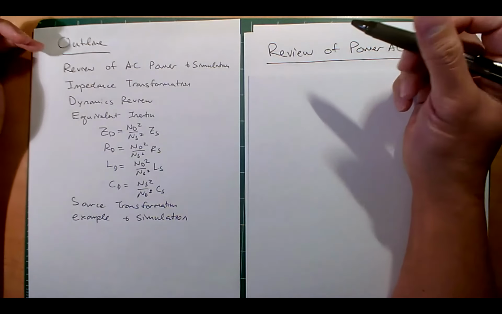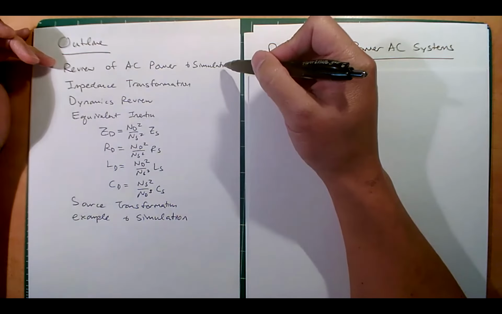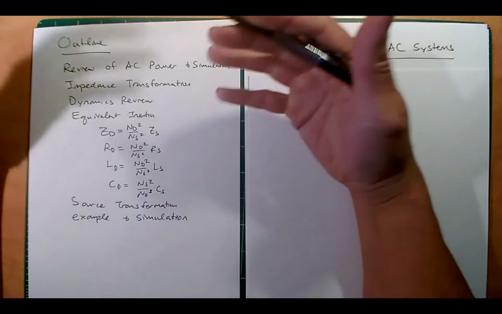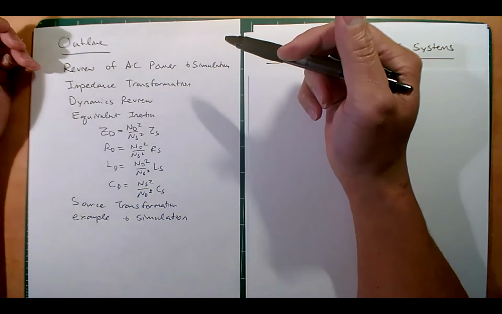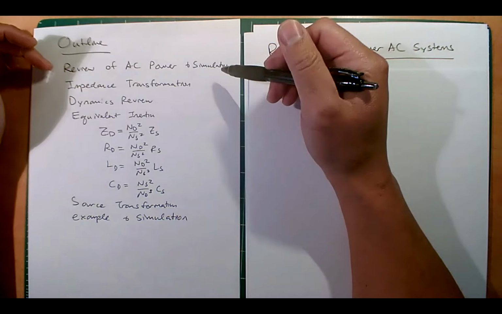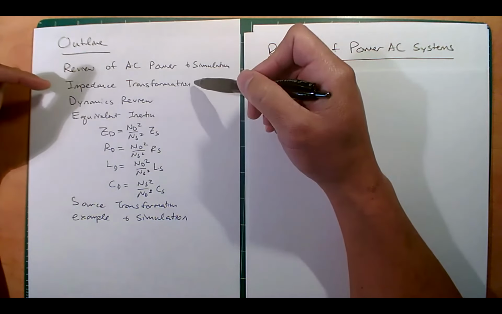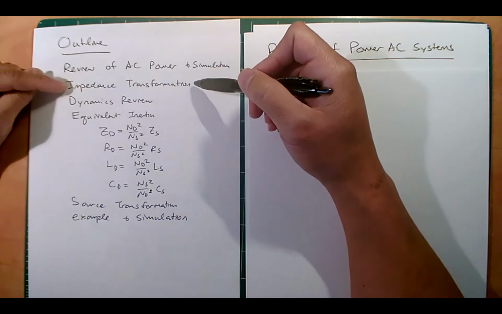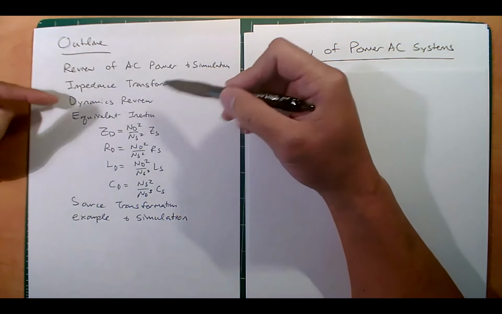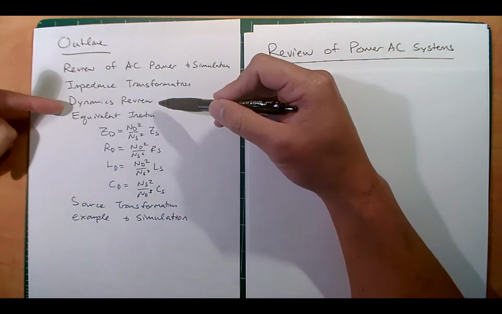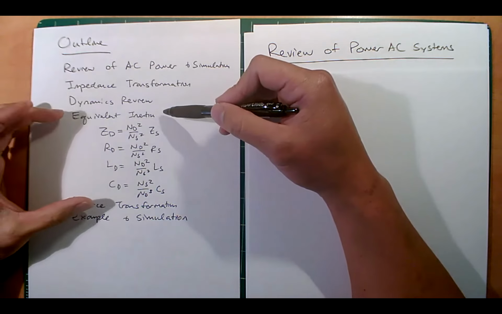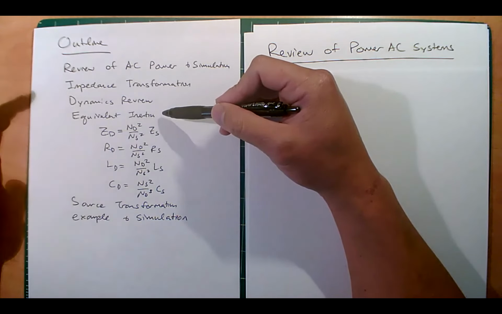Today what we're going to do is a review of AC power. We'll look at a simulation, just try to bring up all the fundamentals that we may have forgotten in the past year. We're also going to look at this concept called impedance transformation. We'll see how it relates to a dynamics example. And then we'll look at equivalent inertias or impedance.